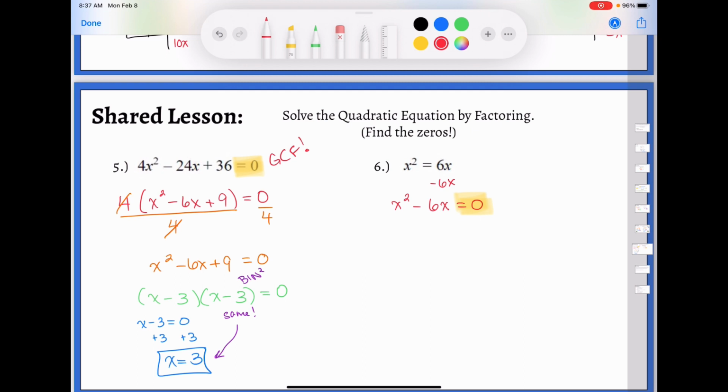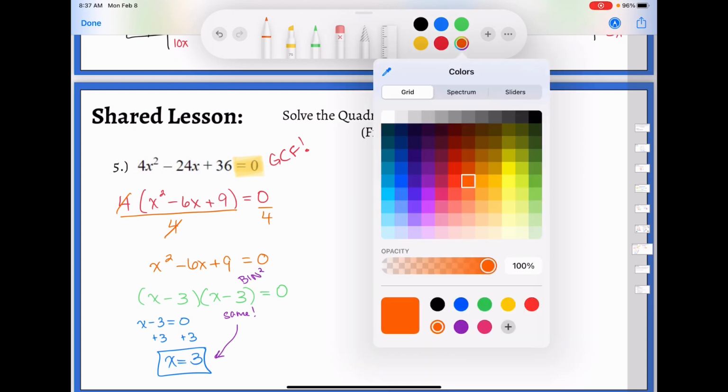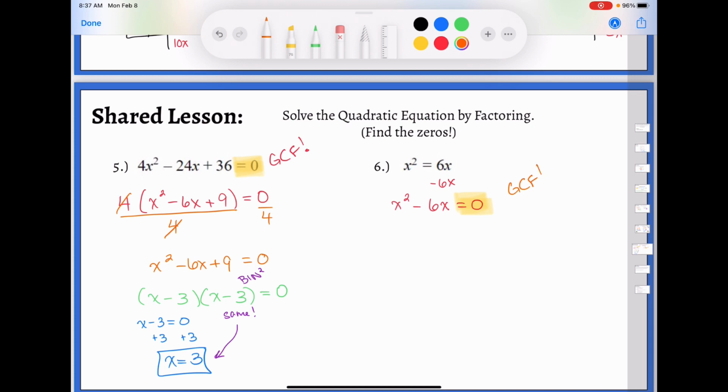Don't panic. Remember your other methods, right? What do I look for first? I look for a GCF. Take that x out. That's the GCF here. I'm left with x minus 6 in my parentheses, and it equals 0, don't forget to bring that equals 0 down. Now, do not divide by x, ever. Do not ever divide by x, okay? We could divide that GCF on the last problem because it was a number. If you have an x, you cannot divide by x.